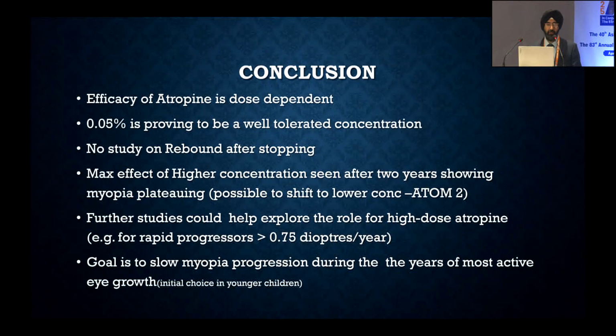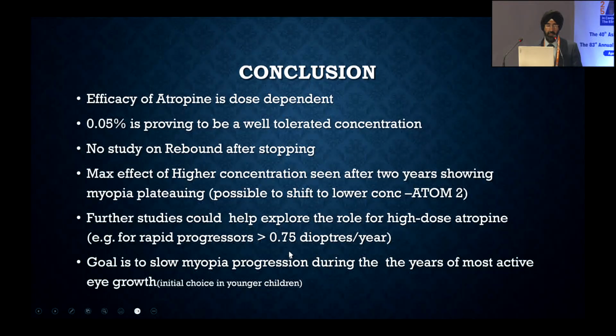So I would like to conclude by saying that the efficacy of atropine is dose dependent. 0.05% is proving to be a well tolerated concentration. No study on rebound after stopping as yet. The maximum effect of the higher concentration was seen after 2 years, with myopia plateauing after 2 years. So basically, when they used the higher concentration in the ATOM 2 study, they found plateauing after 2 years, so you could shift to a lower concentration after that. Further studies could help explore the role of high dose atropine, especially for rapid progressors.